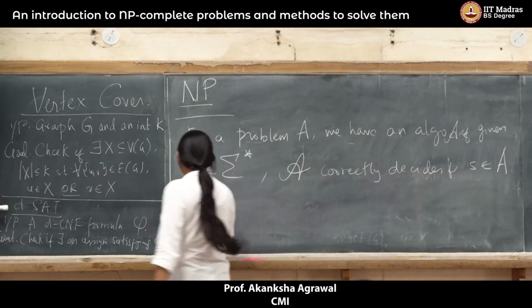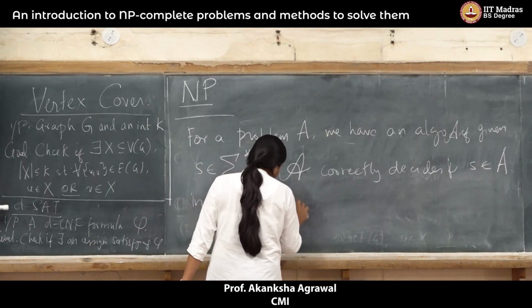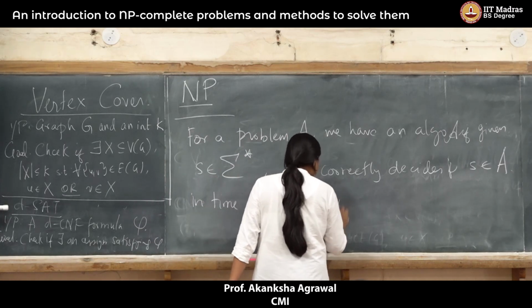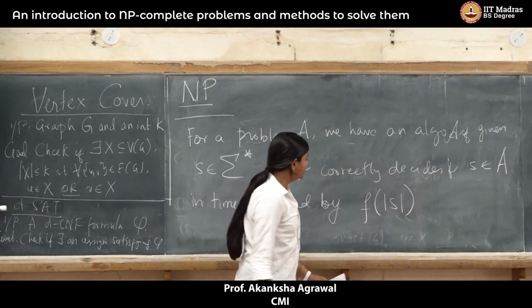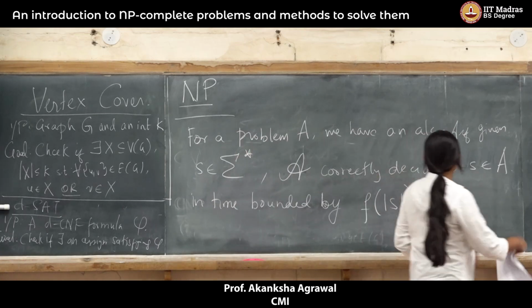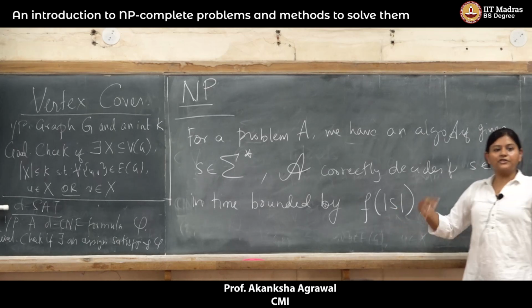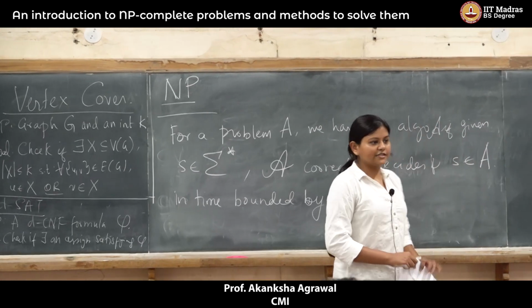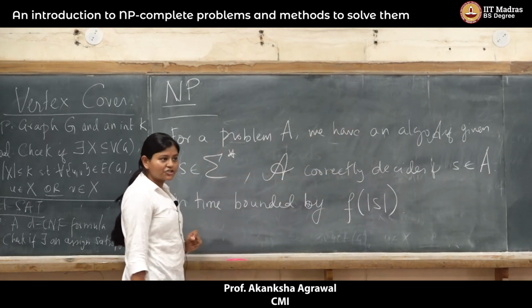In time bounded by some function f which only depends on the length of the given string. Okay, so there is such an algorithm, and this function f is called the running time of that algorithm. When f is a polynomial function, then it's a polynomial time algorithm. Okay, this is what we mean by an algorithm for a decision problem.